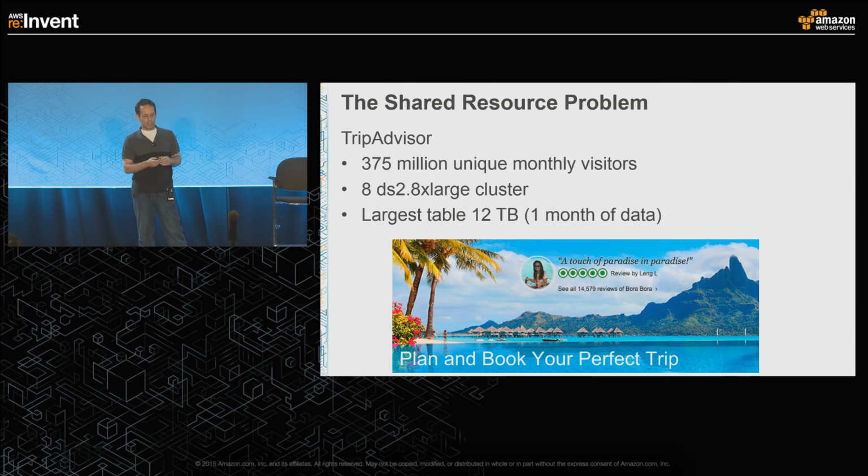So a brief introduction, TripAdvisor's 375 million unique monthly visitors. We're using a fairly small cluster. It's an 8-node DS2, 8x large. Our largest table is 12 terabytes. It's got about a month of data, and everything for us is time series. So we're really not about real-time analytics. Most of our use of Redshift is about understanding user behavior, what people are looking for, and how we can better serve them.